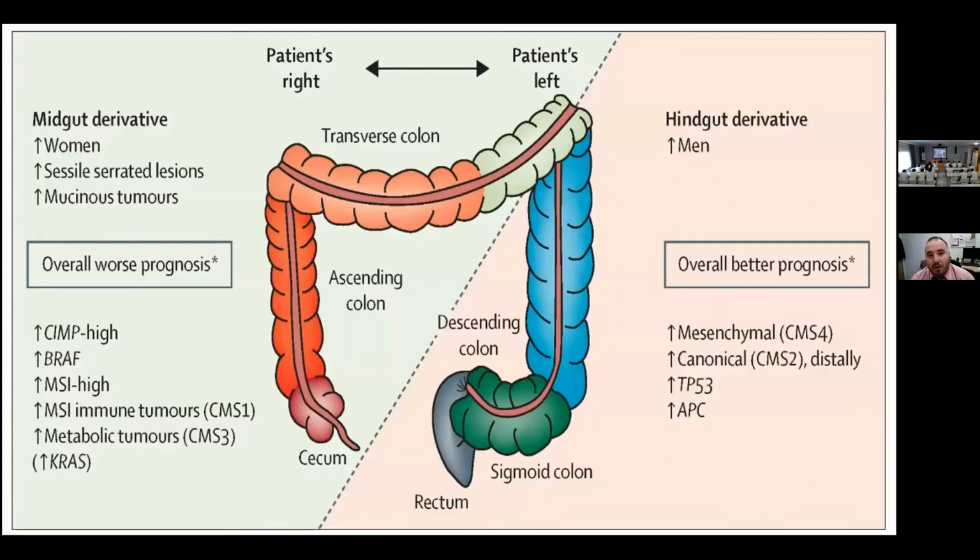Why is there such a big difference? Mainly because the right-sided cancer is embryologically derived from the midgut, rather than the left-sided cancer, and the rectum, which is derived from the hindgut.